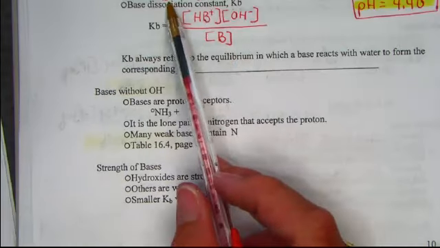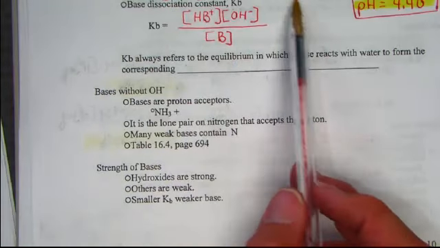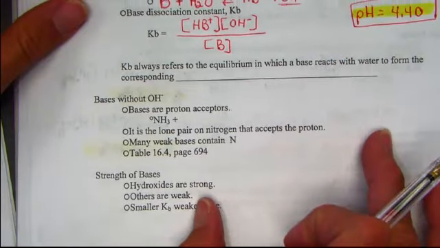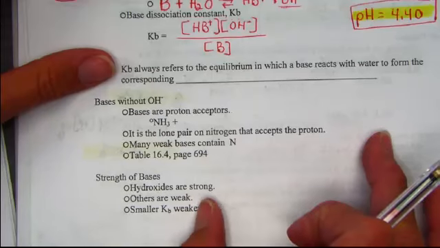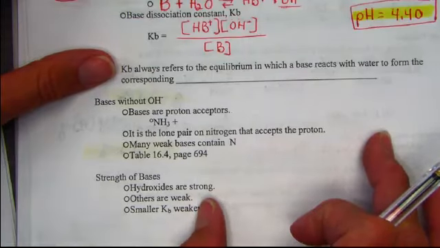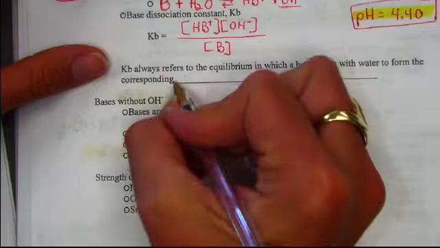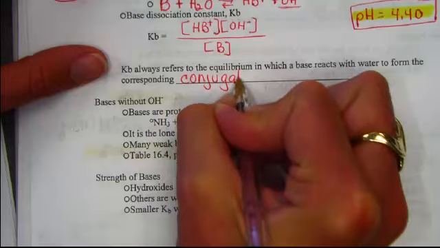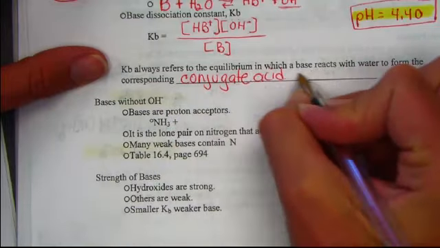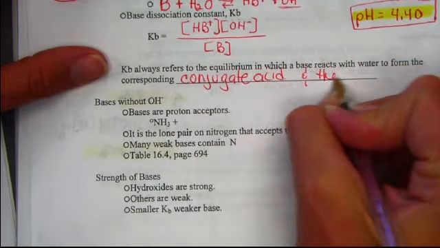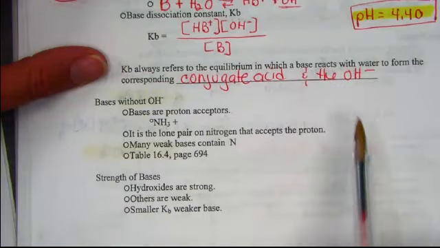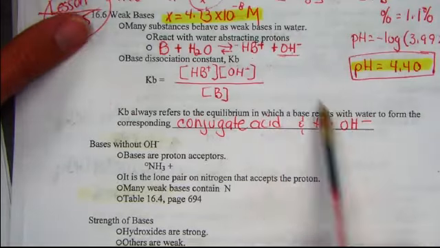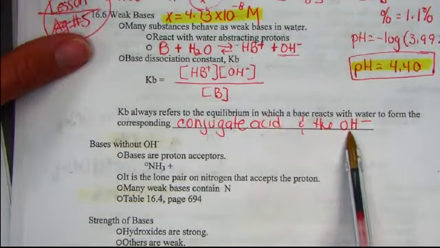When a base ionizes, hydroxides come out. When acids ionize, hydrogen ions come out. Kb is always referring to an equilibrium in which a base reacts with water to form the corresponding conjugate acid and the hydroxide ion. The conjugate acid, HB positive, and the hydroxide ion, the base.